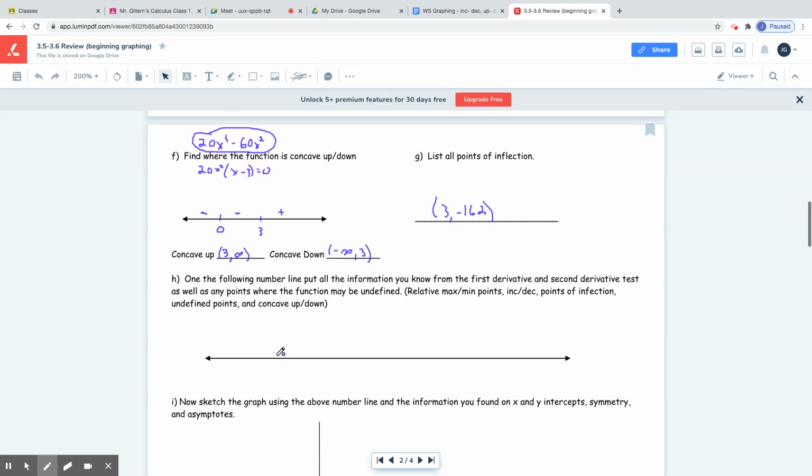So on the first derivative, it was 0 and 4. On the second derivative, it was 0 and 3. So it means I got to put a 0, I got to put a 3, and I got to put a 4. Then on the top, I look at the increasing and decreasing of the first derivative. Up above, it said that it was increasing less than 0 and greater than 4. And then between 0 and 4, it was decreasing. Now I have this other 3 in here, but that's okay because I need that interval.